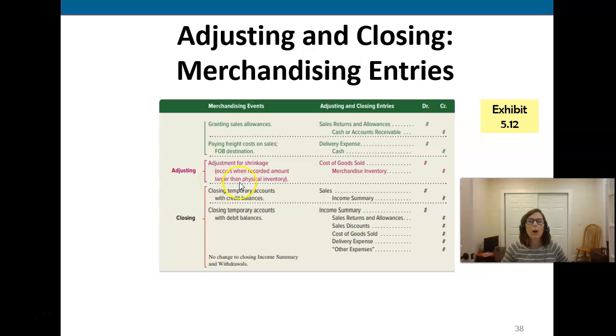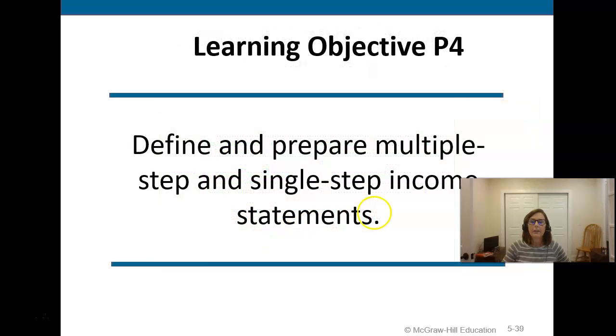So we do our adjusting entries to make sure that the physical count matches our records, and then we do our closing entries. So our sales go into income summary, and then all our expenses plus the new income statement accounts that we've added, the cost of goods sold, sales discounts, returns, all of that also goes into income summary. And then those will get closed into owner's capital.